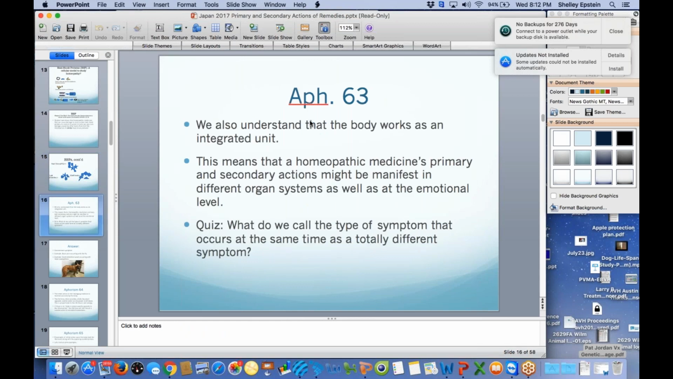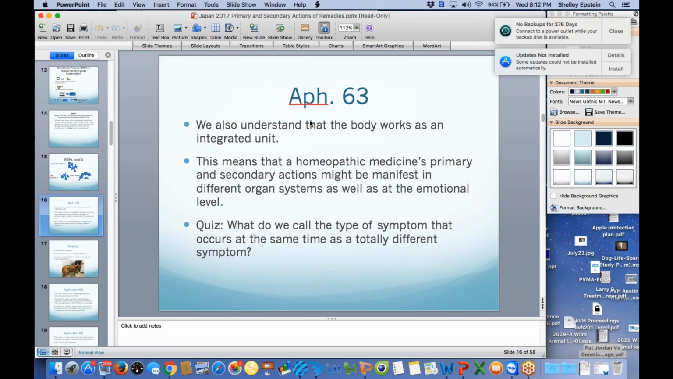But then my point is that it's not just happening on the cells, the body works as an integrated unit. So you're going to see things happening in all different organ systems at the same time, and even at the emotional level at the same time.